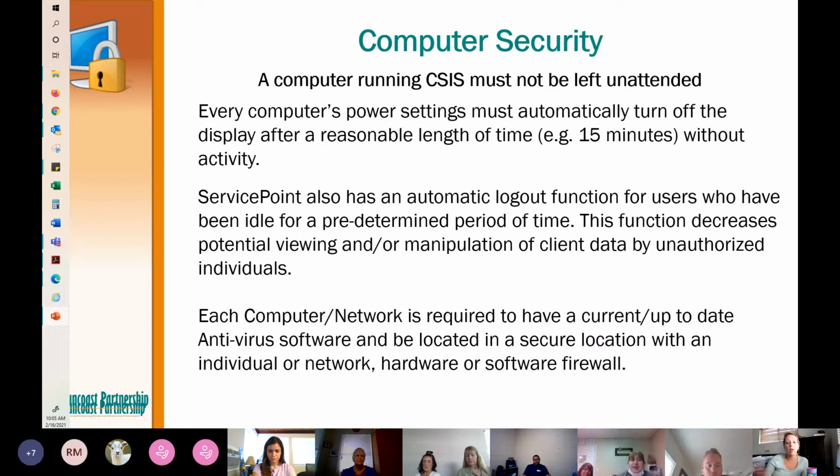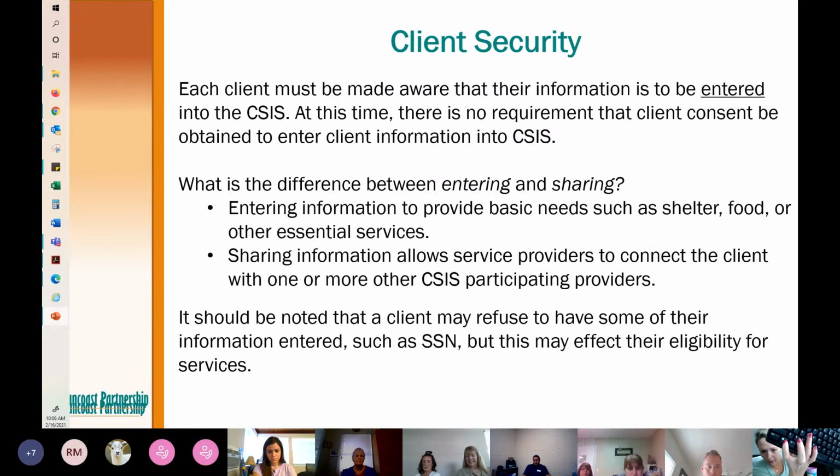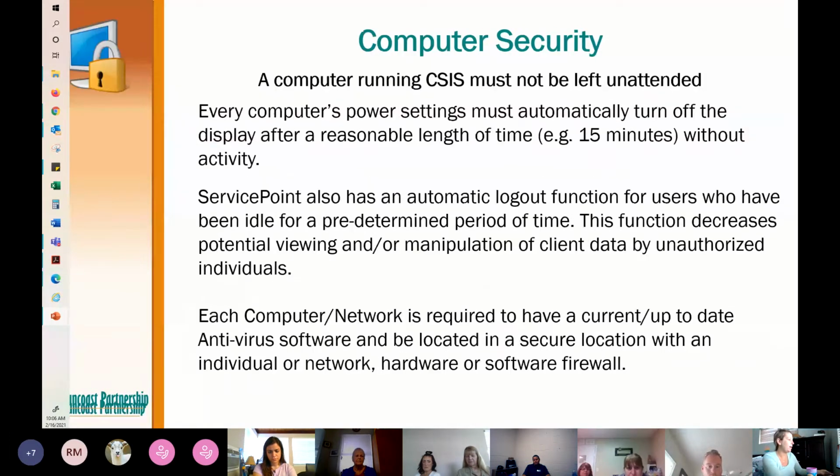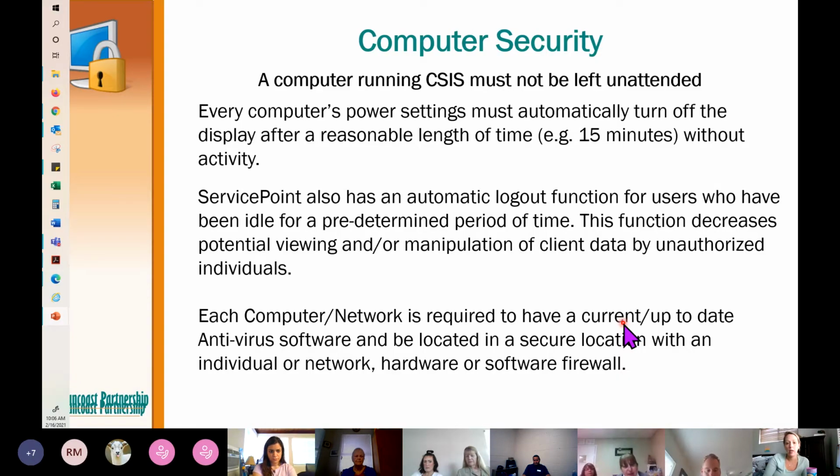Computer security. Every computer's power settings must automatically turn off the display after a reasonable length of time. If everybody has a Windows keyboard, there's a little Windows button. It's the four little squares right here. If you hold this button down and the L button, your computer will hopefully lock and the display will be turned off. Hopefully you've set up a password protected display and you have to type in your password to get back into your desktop. This is just another way to protect your system and the information that you're working on.